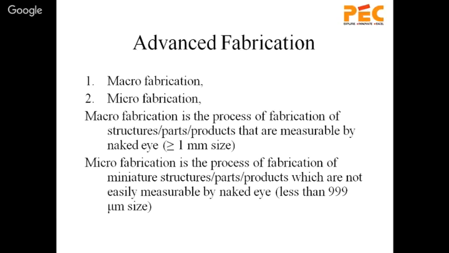Now the macro fabrication is the process of fabrication of structures, parts or products that are measurable by the naked eye, that is, greater than 1 millimeter in size. But micro is less than 900 micrometer, that is 0.99 and below, and beyond that we can go to micro. So micro dimensional products become the advanced manufacturing.